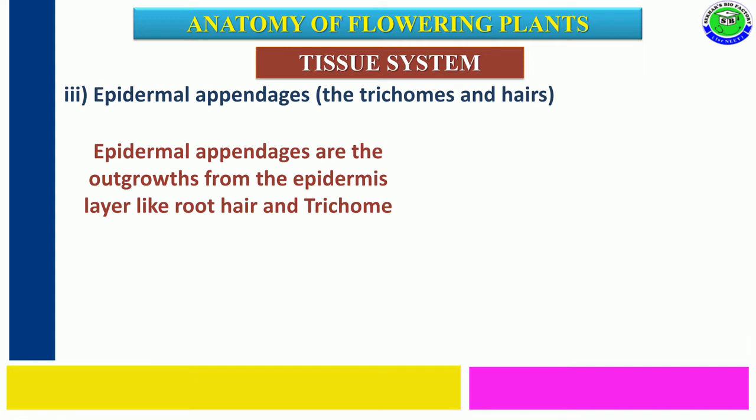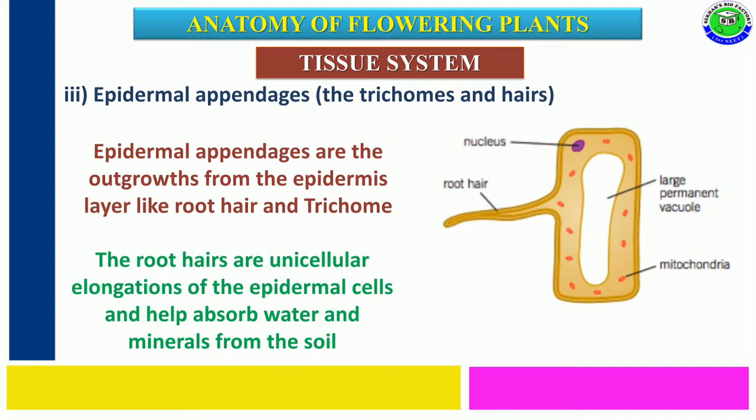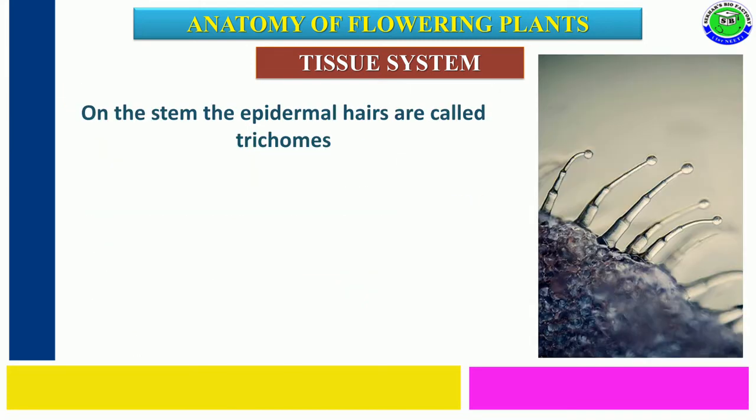It forms from epidermis like root hair and trichome. So root hair, generally, is a unicellular elongation of epidermal cells, slender in shape, and it helps in absorption of water and minerals present in between soil grains.